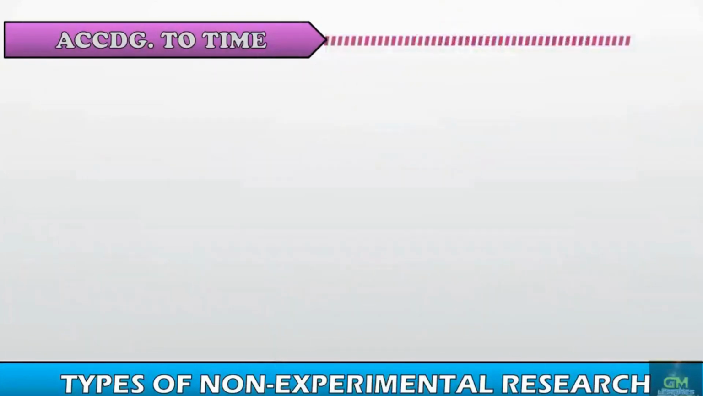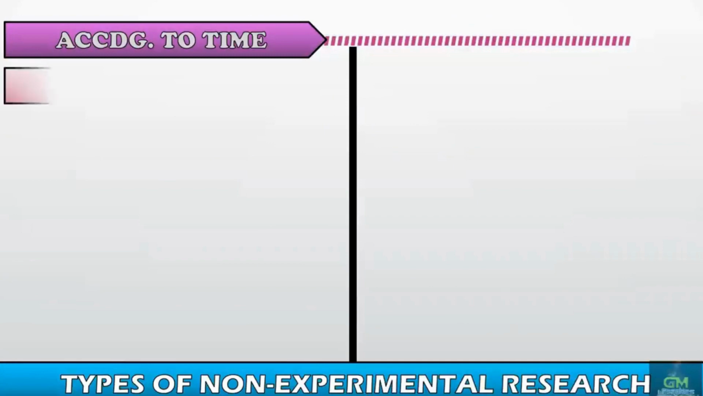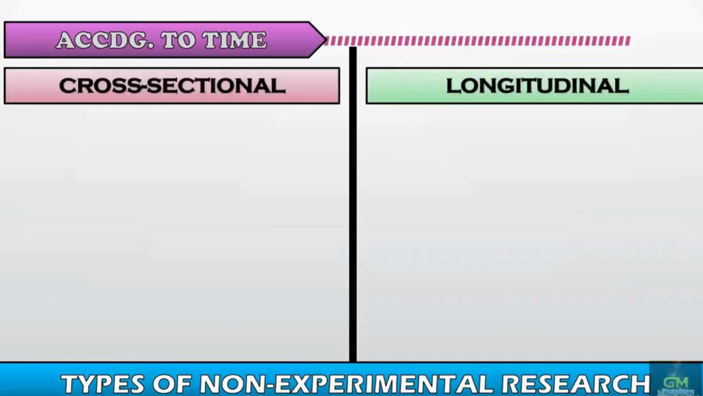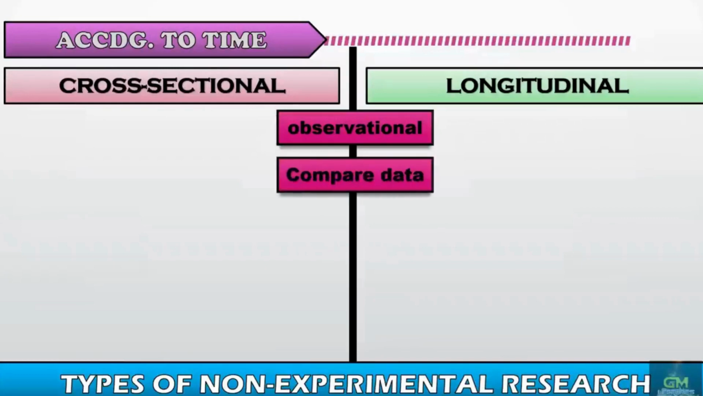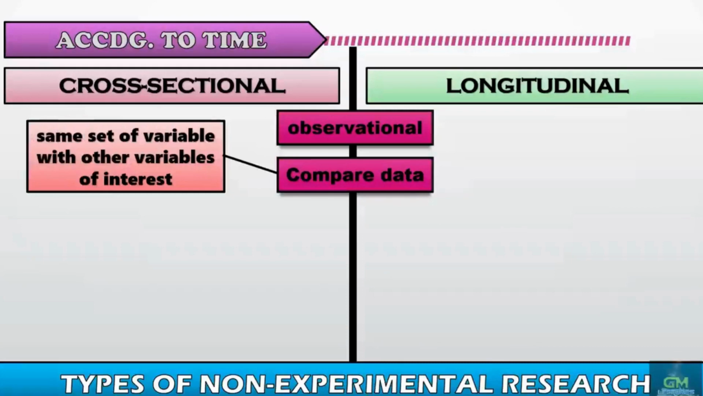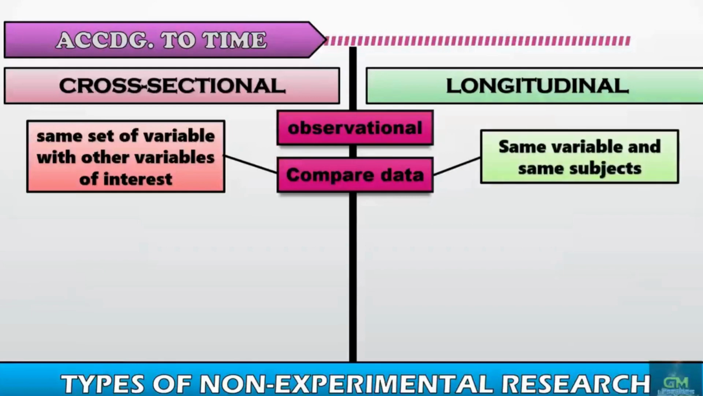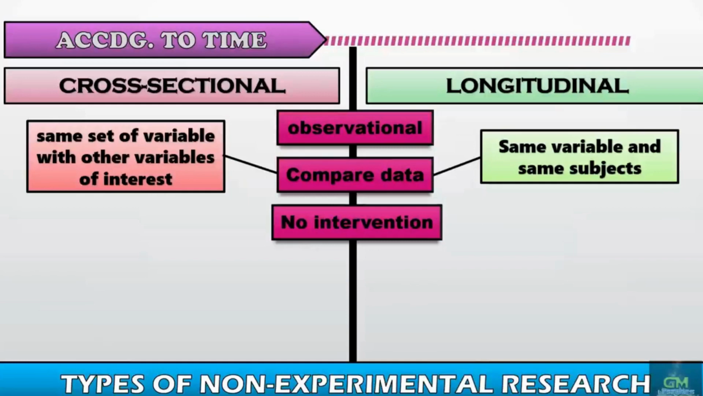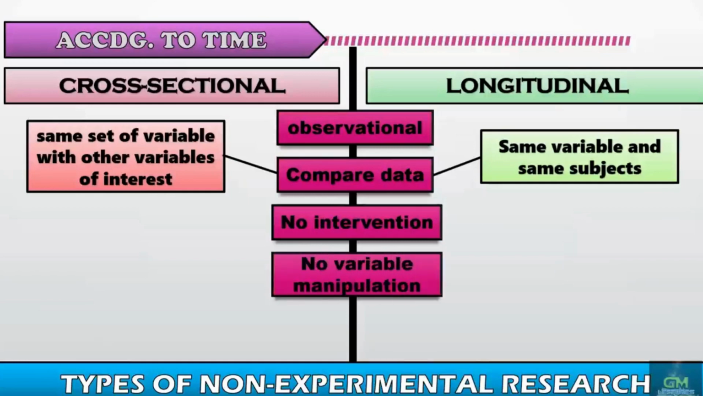Now at this point, we are now going to discuss the similarities and differences between the cross-sectional research and the longitudinal research. In terms of similarities, both are observational in nature. Both the cross-sectional and longitudinal research compare data. However, in the cross-sectional research, it compares the same set of variables with other variables of interest, while in longitudinal research, it compares the same variable and same subjects. To continue, both cross-sectional and longitudinal research have no intervention and no variable manipulation.